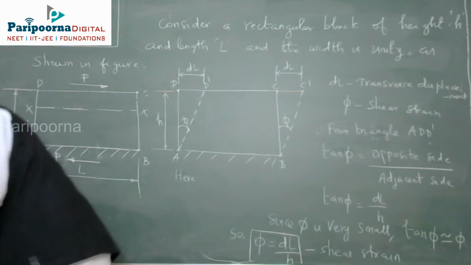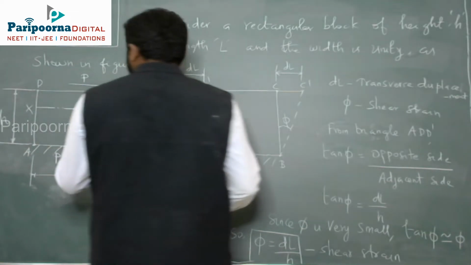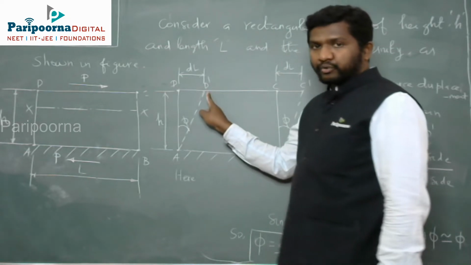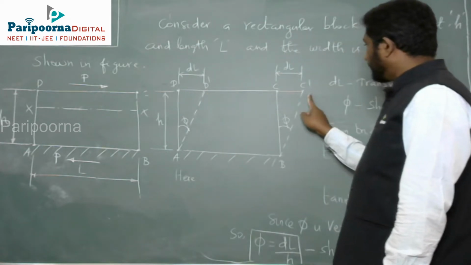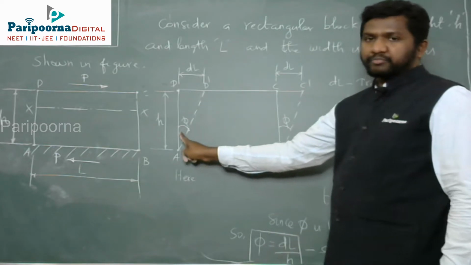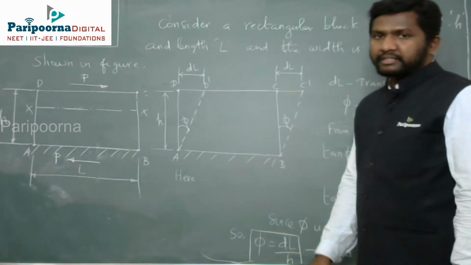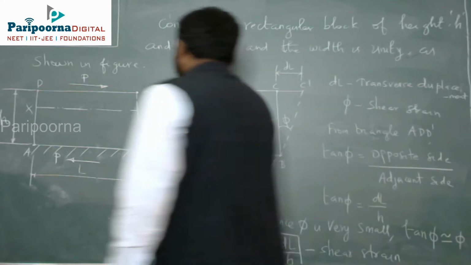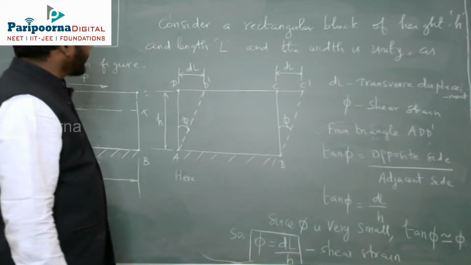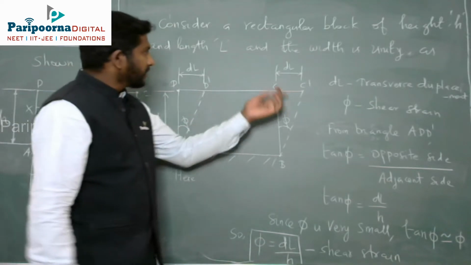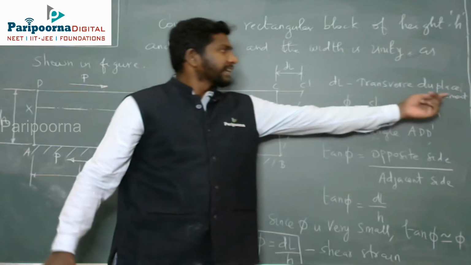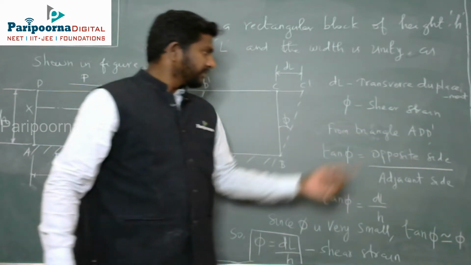Because of this shear force condition, D point will be deflected to D dash, and C point will be deflected to C dash. The block will be shifted through this much angle. This angle is nothing but shear strain. Now we can calculate the shear strain value from this geometry. Here, this is the deformation, DL, the transverse displacement.